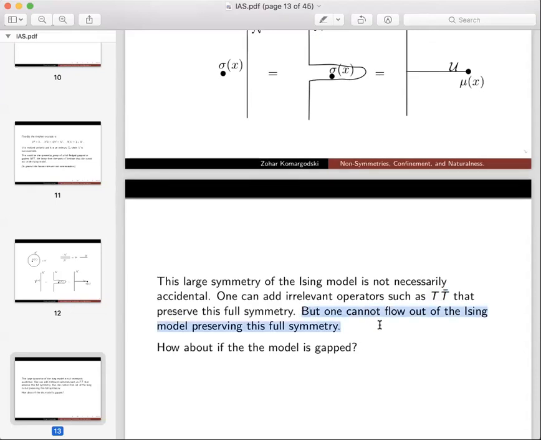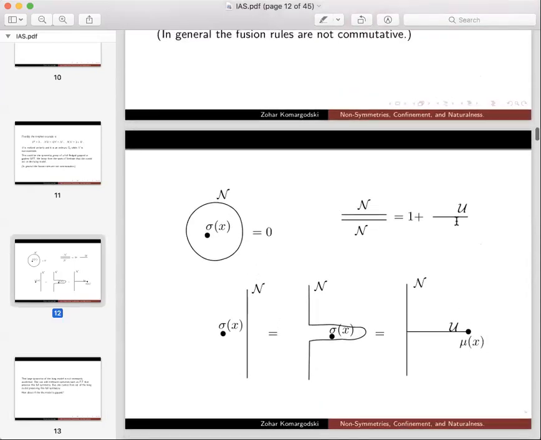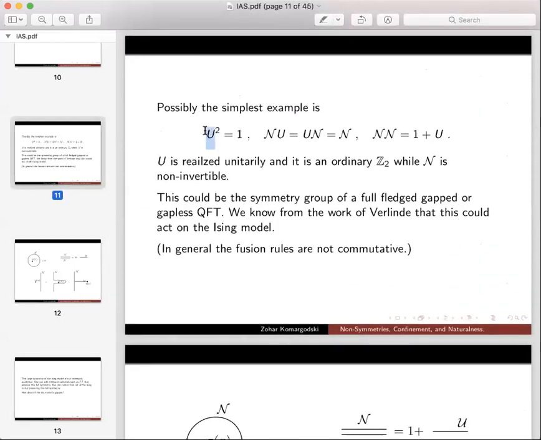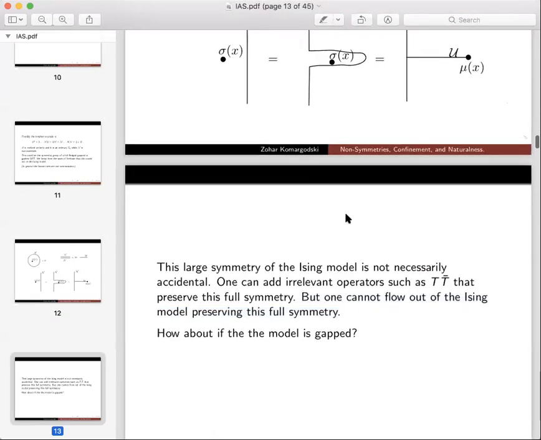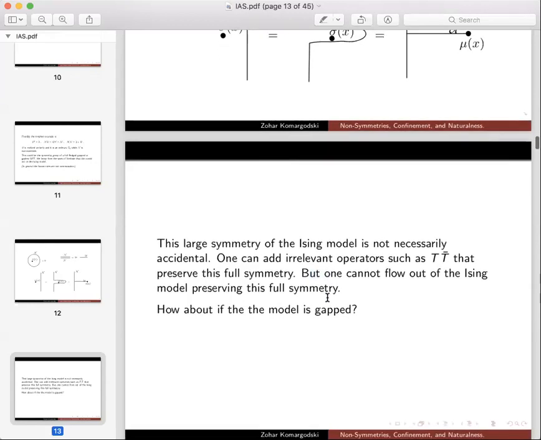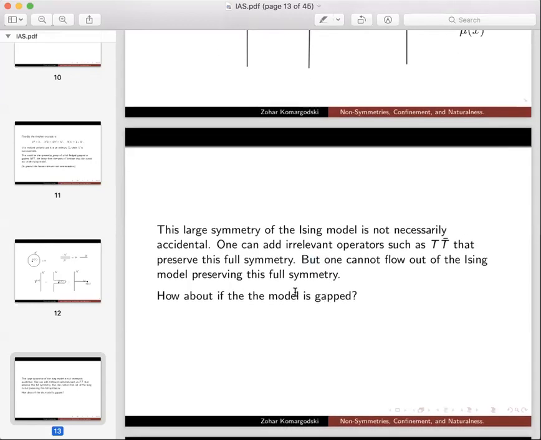But notice a fun fact: you cannot flow out of the Ising model. Usually when we talk about the Ising model, we have a deformation that preserves the Z2 symmetry, which is the energy operator. The energy operator preserves U because it's Z2 invariant, but actually doesn't preserve N. I did not write how N acts on the energy operator, but it flips its sign. So any system that flows to the Ising model cannot flow out of it if it obeys the symmetries, because no relevant deformation of the Ising model is invariant under the symmetries. Okay, so this is how it works on the Ising model.